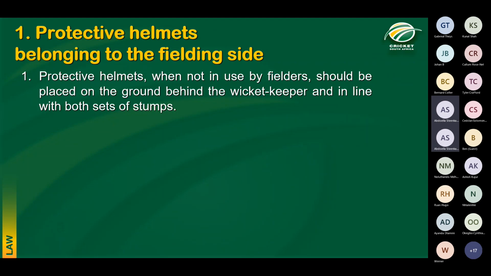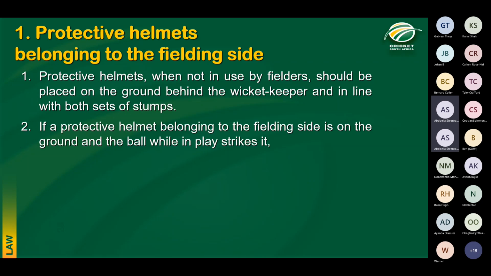So you often find, let's say, a spinner bowling from one end, there's a short leg fielder in place wearing a helmet. The next over, a fast bowler is bowling, and they don't need a short leg fielder in place. The short leg fielder will then remove the helmet. Where do you put that helmet? It needs to be placed behind the keeper, usually about 2, 3, 4 meters behind the keeper, and it should be in line with both sets of stumps. So now the helmet is behind the keeper.